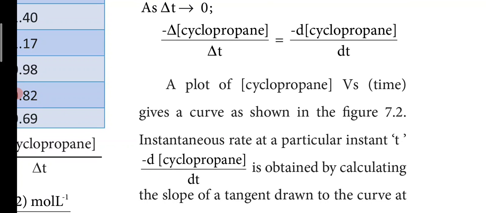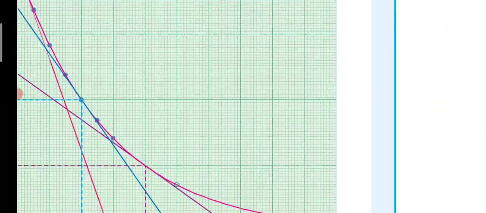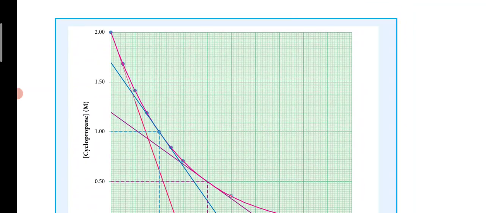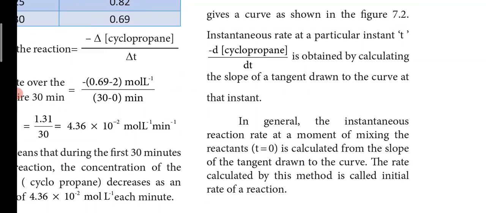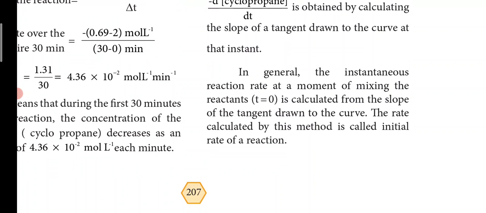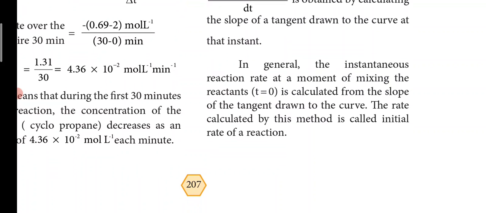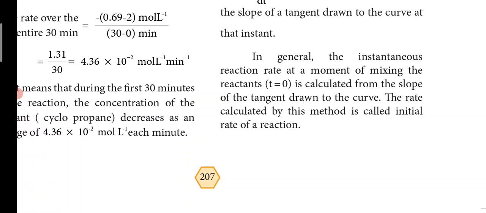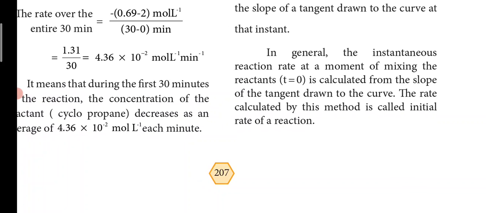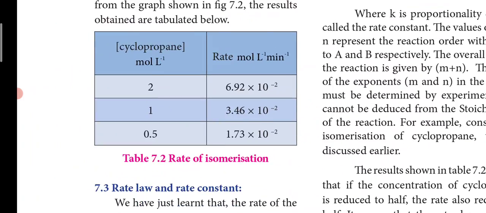A plot of this will be giving a curve like this. You will get a curve like this, and you will get a tangent drawn to that curve at that instant. In general, the instantaneous rate at a moment of mixing the reactant is calculated from the slope of the tangent which is drawn to that curve. So if we calculate that tangent, we will get the instantaneous reaction rate at that moment. So it can be calculated, and this method we call it as initial rate of the reaction.